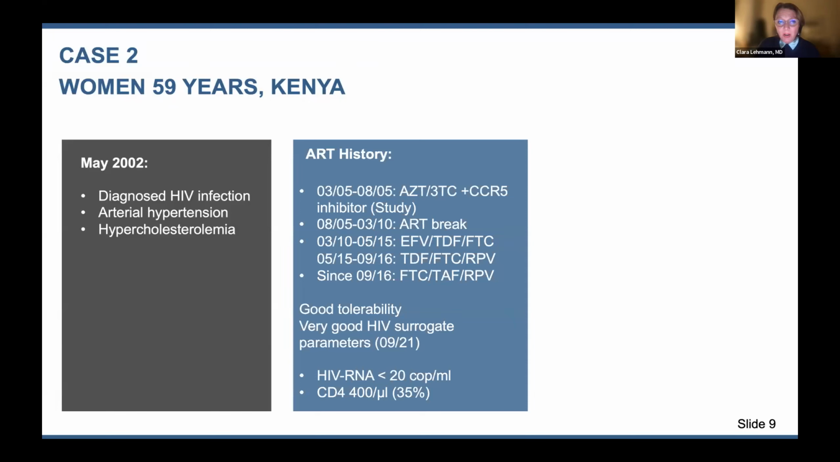And she has a very long ART history. You see it here. We have some interesting combinations and also an ART break for almost 5 years. Since 2016, she is on a treatment with rilpivirine. She has really good tolerability and very good HIV parameters, so everything is fine. Viral load is below the limit of detection and CD4 T cells around 400.